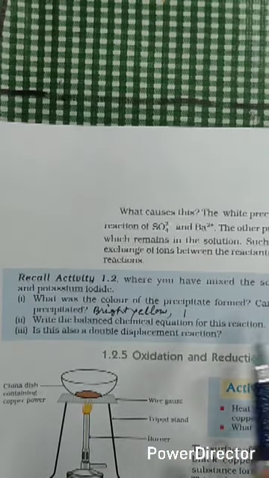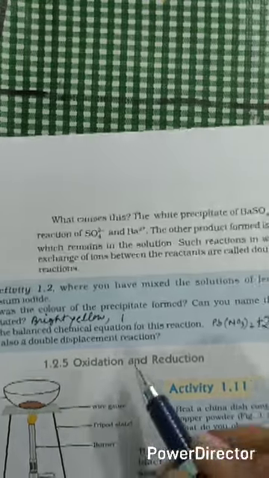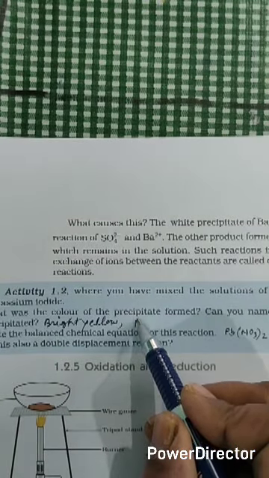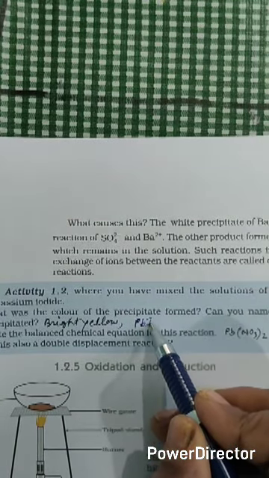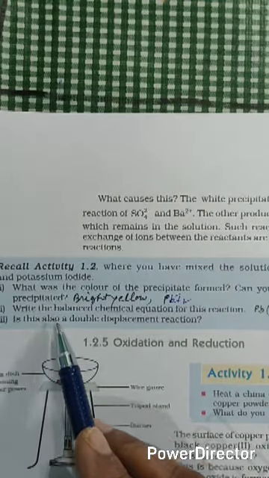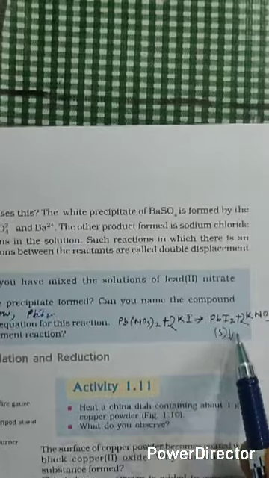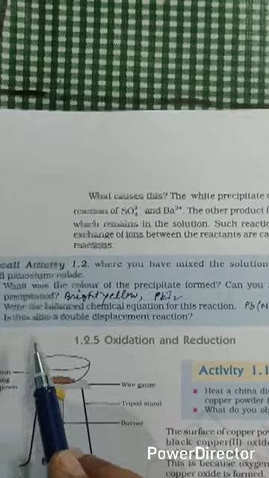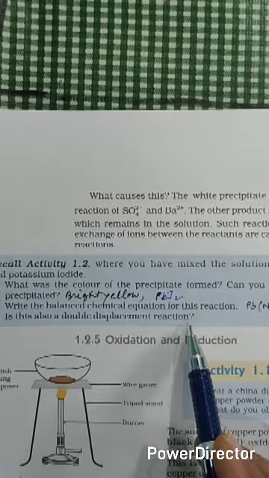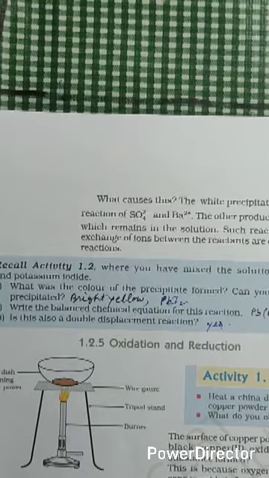Can you name the compound precipitated? The compound is lead iodide. Write the balanced chemical equation for these reactions, as I already gave here. Is this also a double displacement reaction? Definitely yes. Double displacement reaction.